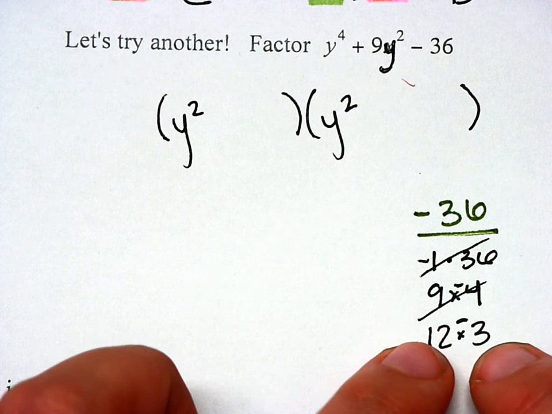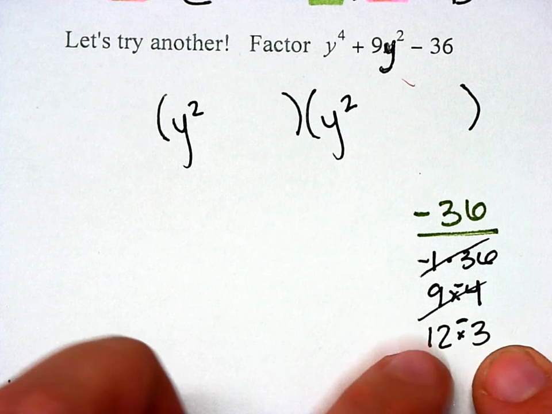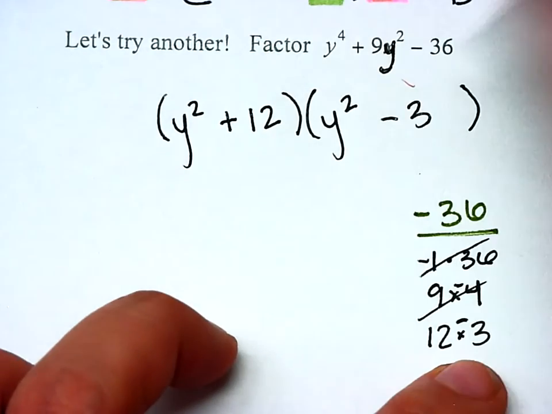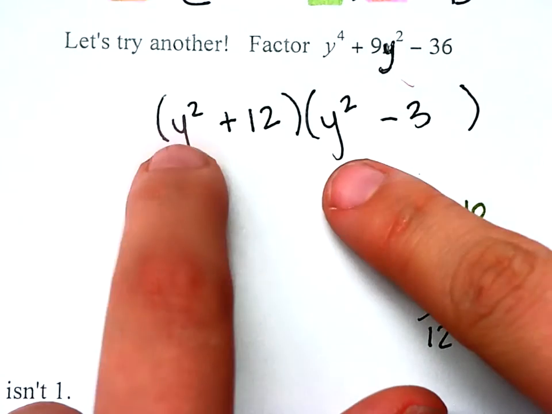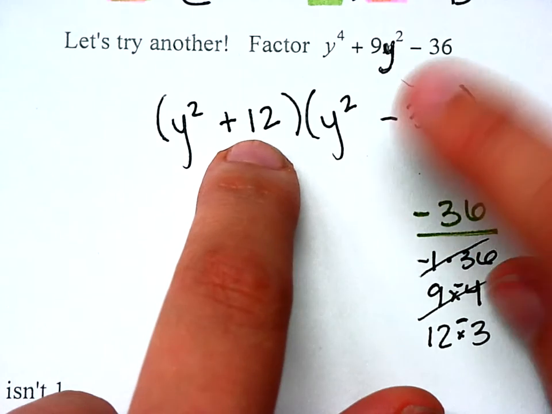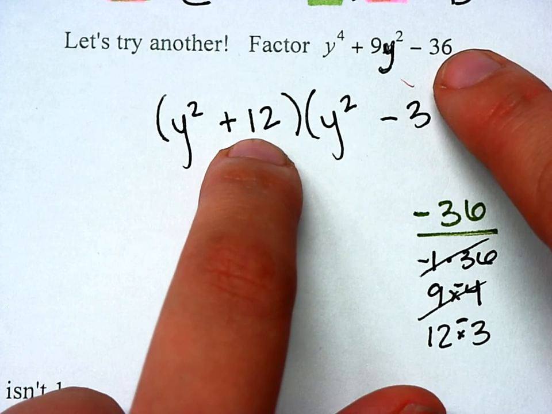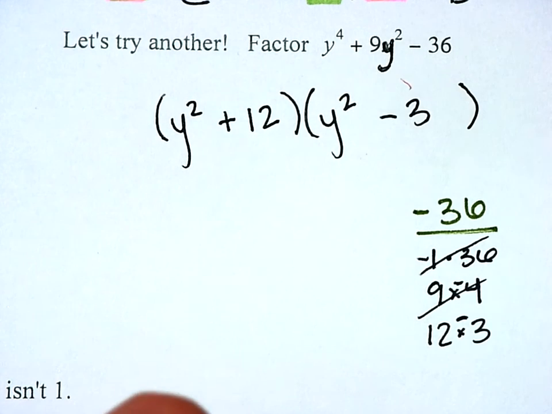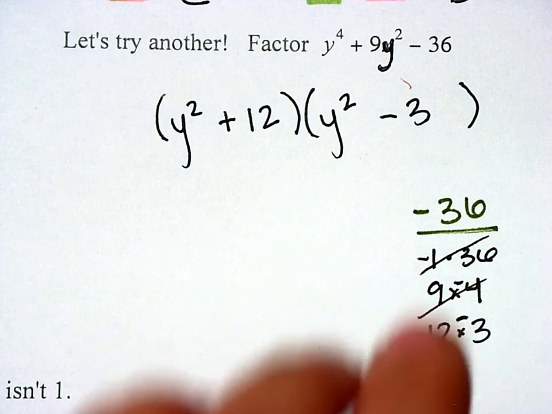Make sure you pay attention to which one is negative. So I've got a positive 12 and I've got a negative 3. So let's double check. Y squared times y squared is y to the 4th. 12 times negative 3 is negative 36. And 12 plus negative 3 is 9. So we're good.